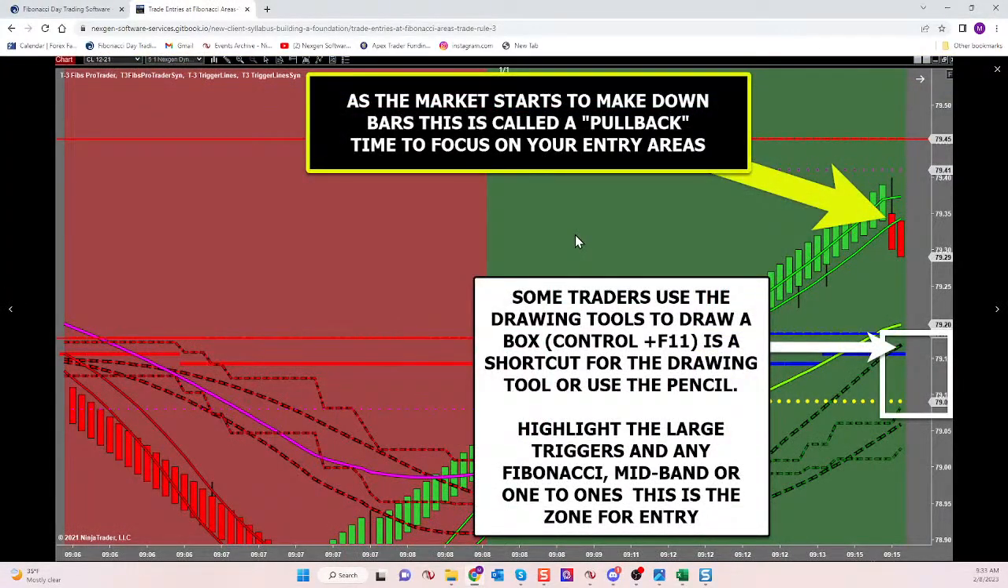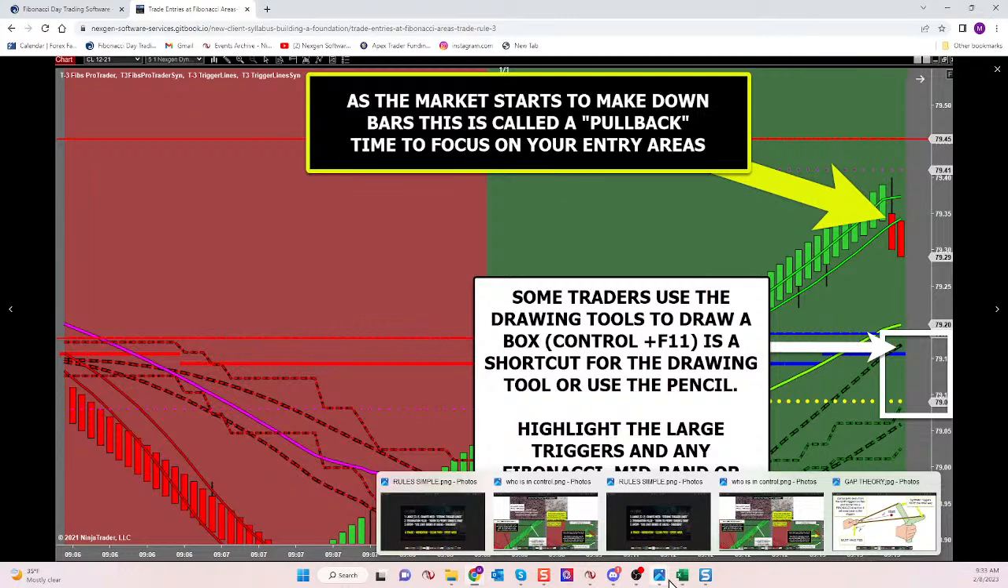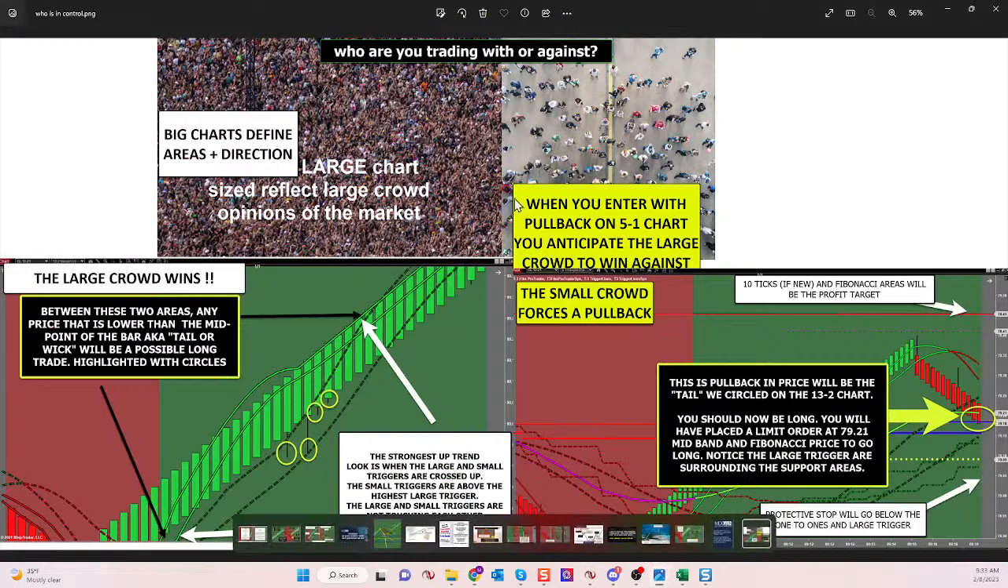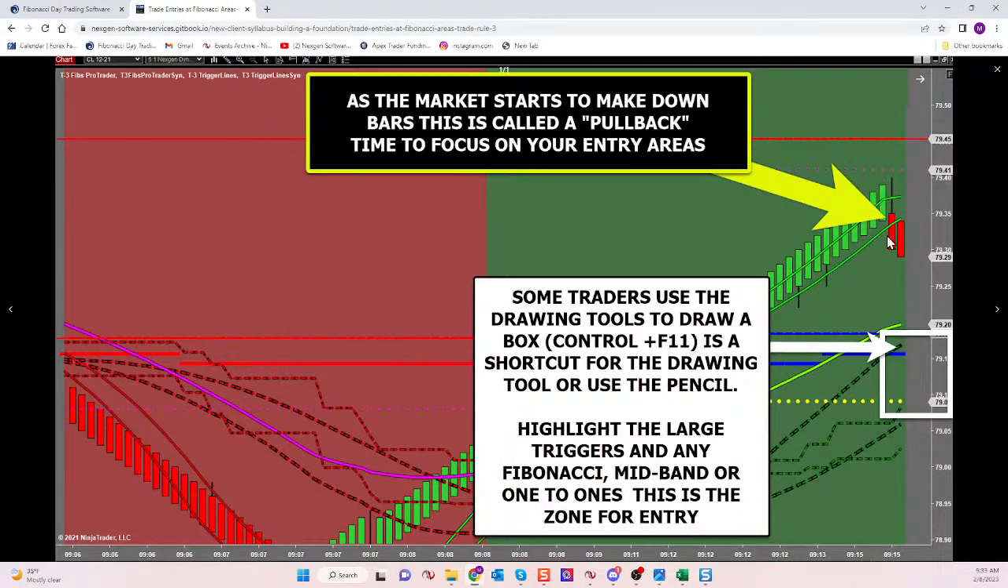Remember, the large crowd says everything is going up. The large crowd says that we have momentum. The large crowd says there's a freight train of momentum and nothing in the way. So now we want this smaller group of people with a different opinion to push it down just far enough so we can get an entry and take their money. And that starts with a reversal bar on the 5-1. That starts with a down bar after all of these up bars.